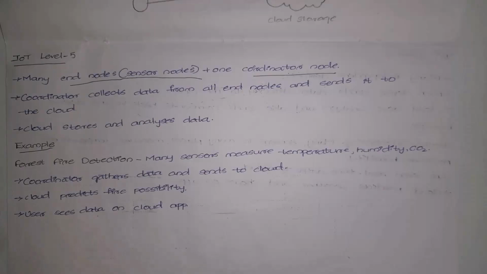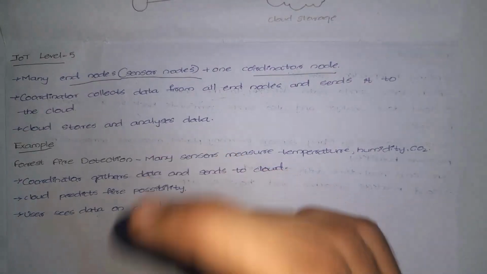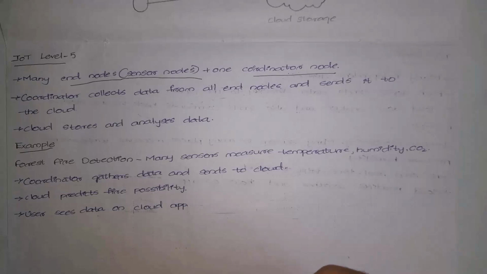For example, if you consider forest fire detection, there are many sensors which will monitor temperature, smoke, etc. After all sensors monitor temperature and smoke, all those sensors will send data to the coordinator. Then the coordinator will collect the complete data and send the data to cloud. So cloud will predict that fire and then cloud will give an alert message on the app. So IoT level 5 is suitable for large areas.